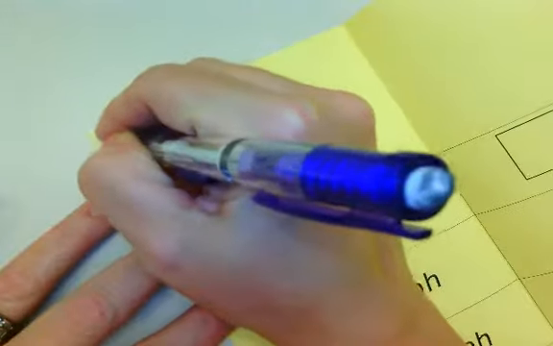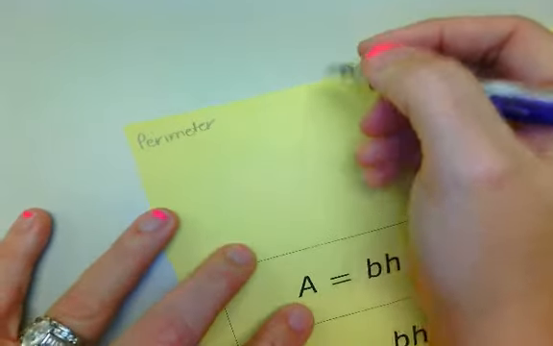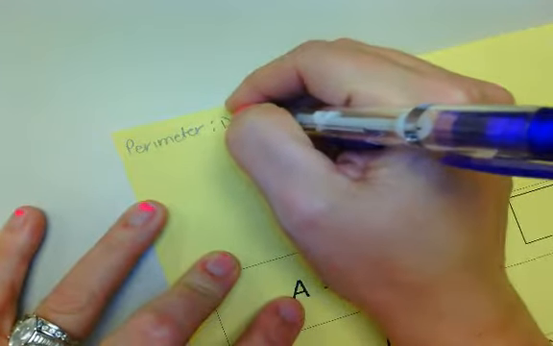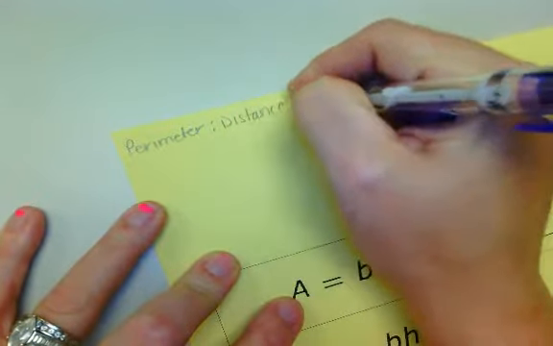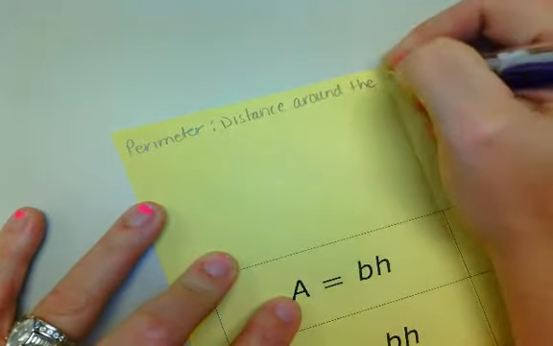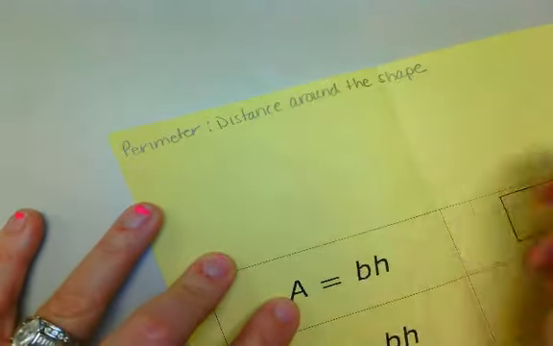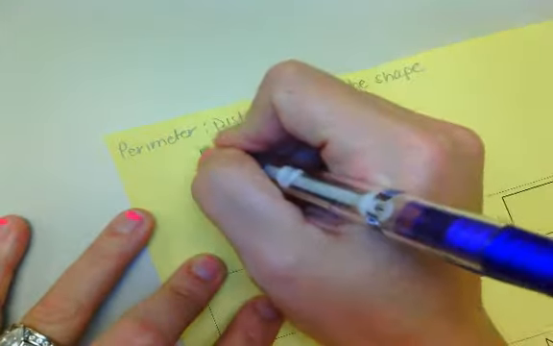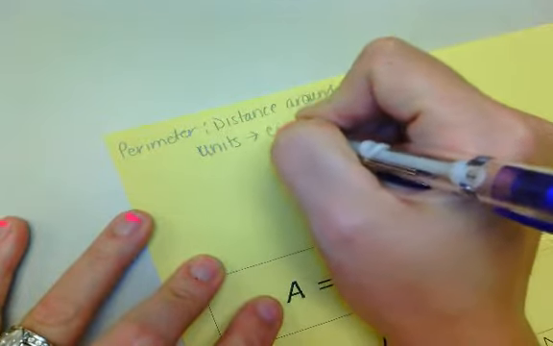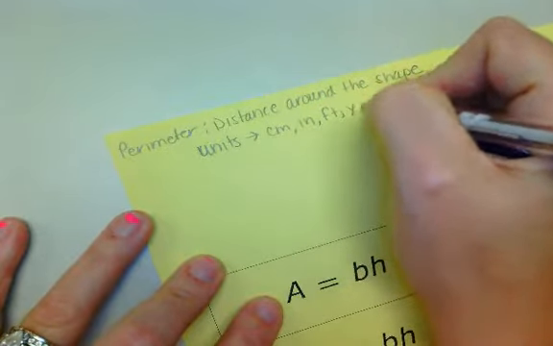So first is perimeter. You have actually already talked about perimeter, and just so you know, perimeter is the distance around the shape. So it's the distance around the shape. And the units for perimeter are regular units, like centimeters, inches, feet, yards.